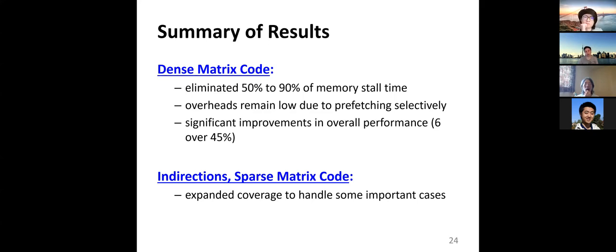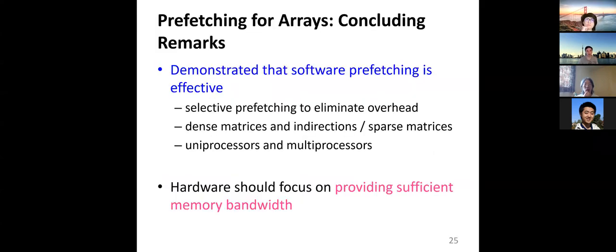Software pipelining has been a standard optimization for the past 20 years. Okay, so the concluding remarks: we only handled arrays so far. We demonstrated that software prefetching is effective, and that we can be selective to eliminate overhead.